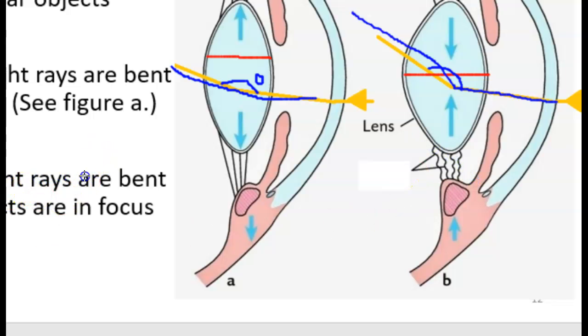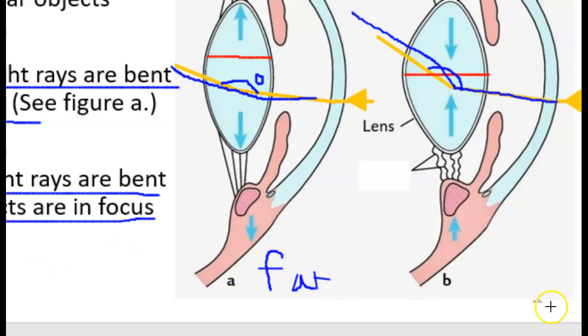So when the lens is thin, light rays are bent less. We use this to see objects that are far from us. So this is the condition of our lens when we're viewing far objects. Versus when the lens is thicker, light rays are bent more, and this is so that we can bring near objects in focus.